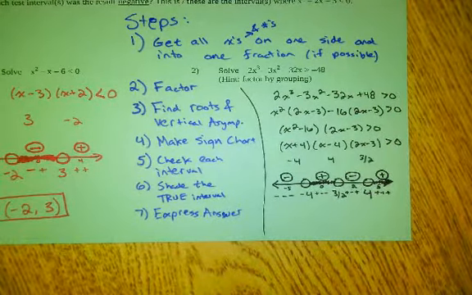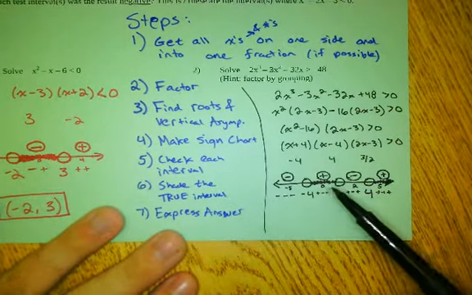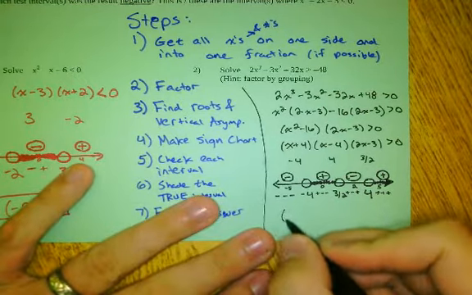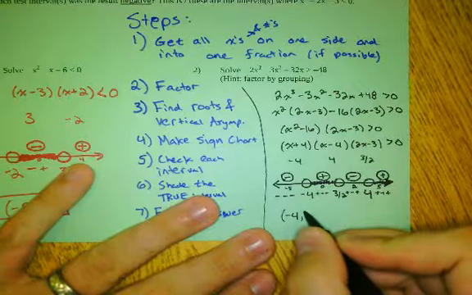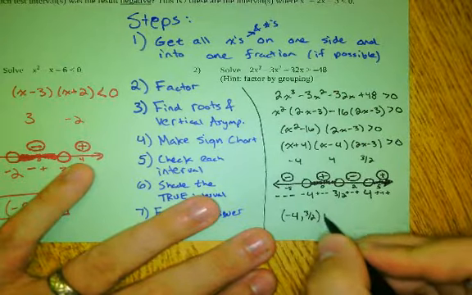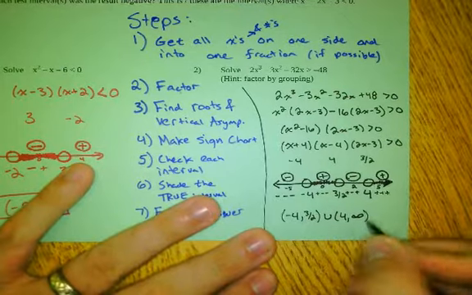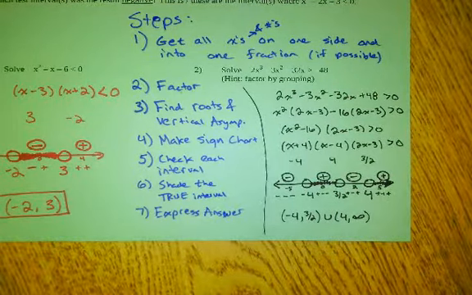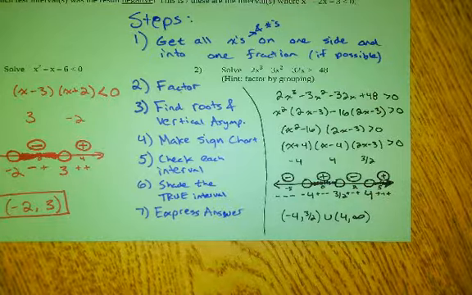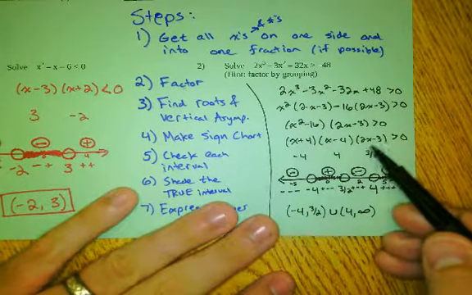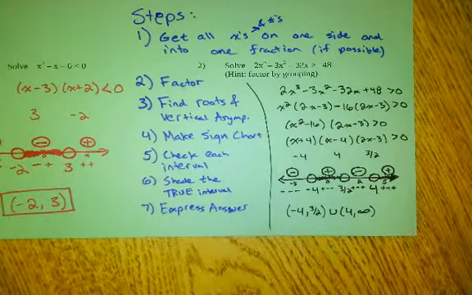Alright, hey, let's get back to the problem here. Any questions with where I'm at right now? None? So my answer will be -4 to 3/2, union 4 to infinity. There are no brackets because none of it equals 3/2. I just solved 2x minus 3 equals 0.